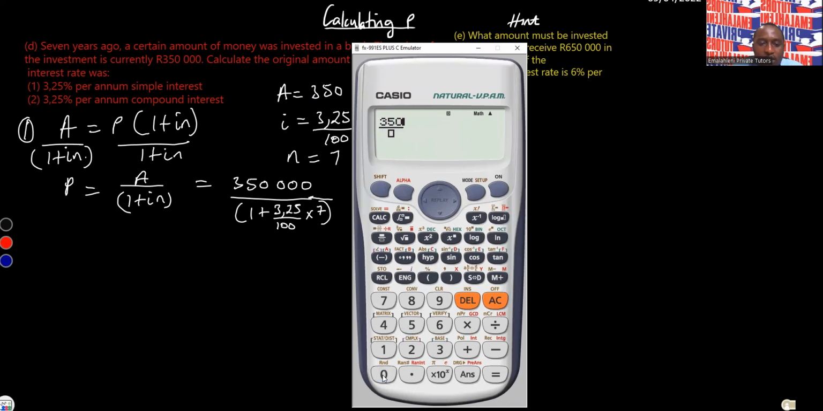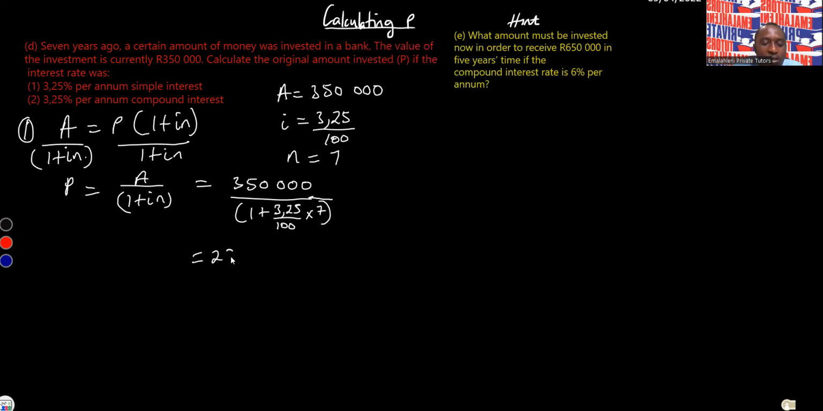So here we can come and punch our calculator. It's 350,000 over 1 plus 3.25 over 100 times 7, because the N is 7. What do we get? We are getting 285,132.38. So here is our amount. That's what was invested. If you had to round it off, we get 285,132 as it is.